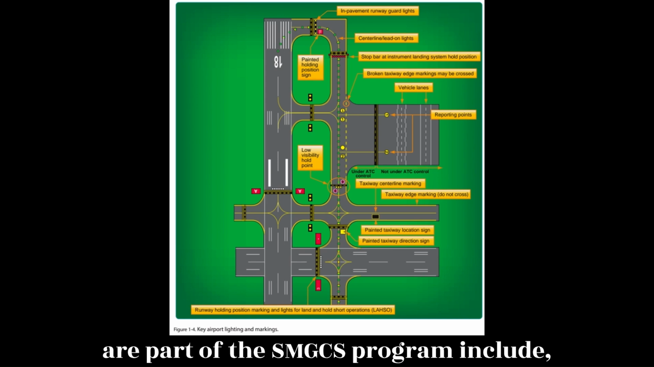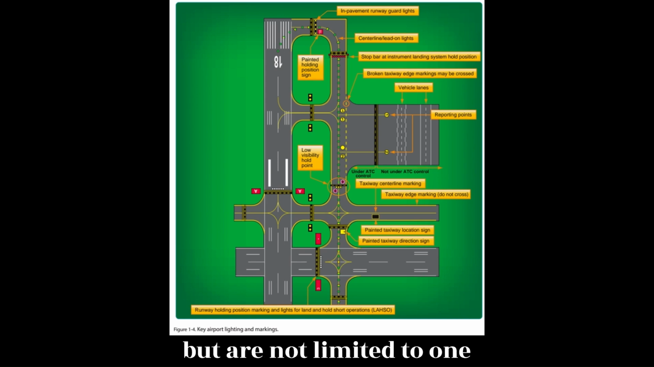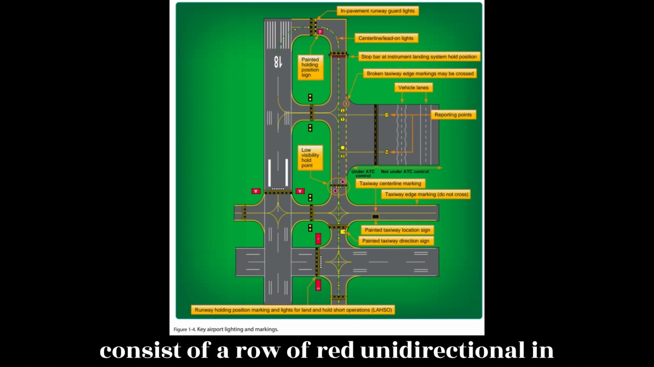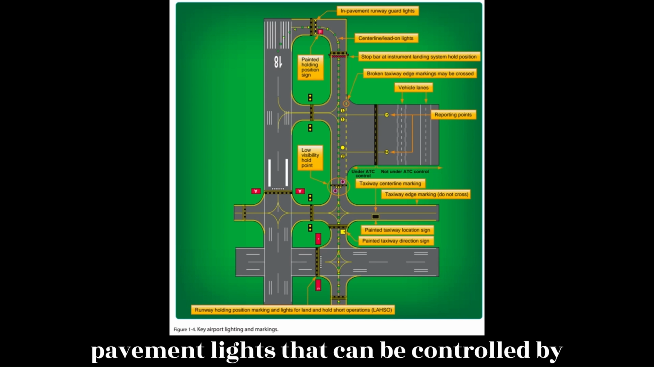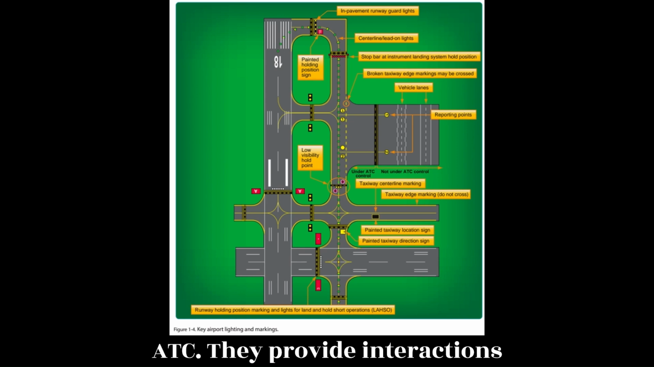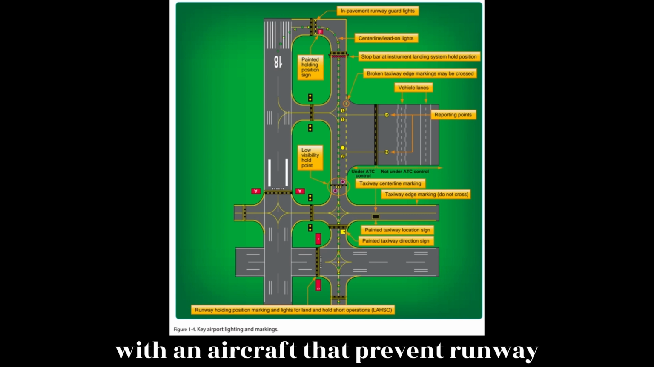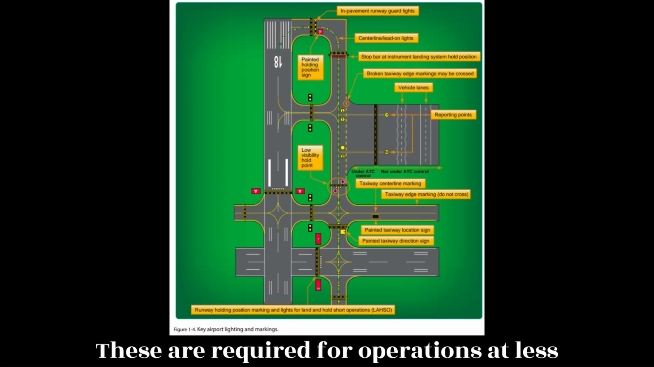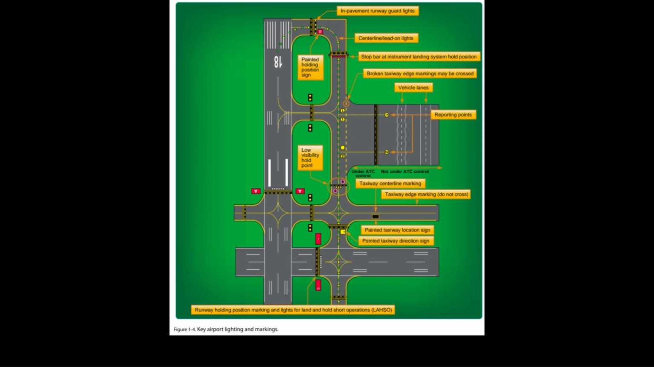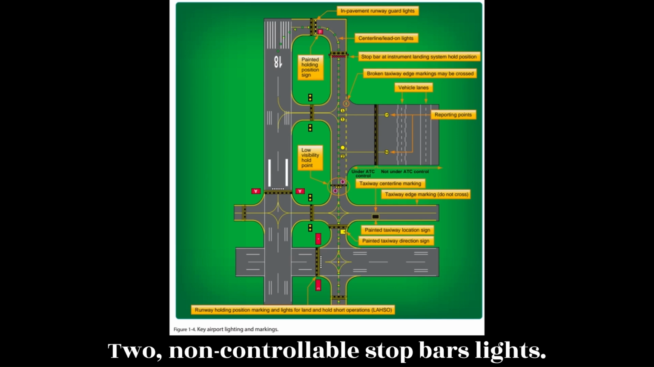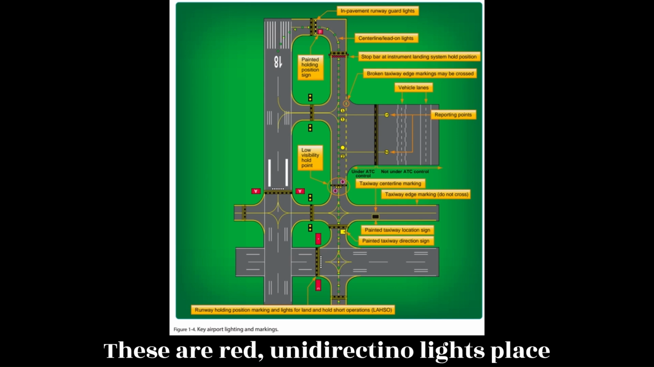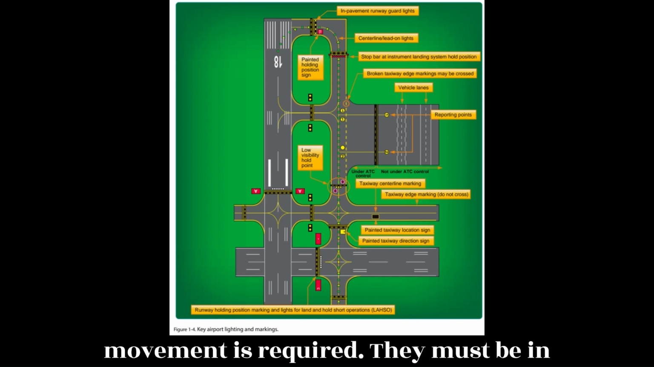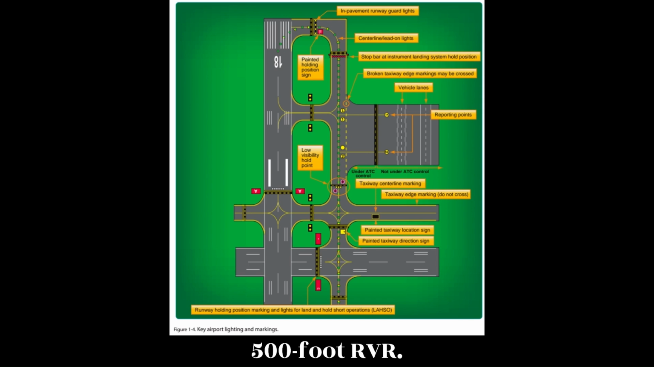Airport enhancements that are part of the SMGCS program include, but are not limited to: 1. Controllable stop bar lights. These consist of a row of red, unidirectional, in-pavement lights that can be controlled by ATC. They provide interactions with an aircraft that prevent runway incursions during takeoff operations. These are required for operations at less than 500-foot RVR. 2. Non-controllable stop bar lights. These are red, unidirectional lights placed at intersections where a restriction to movement is required. They must be in continuous operation at less than 500-foot RVR.